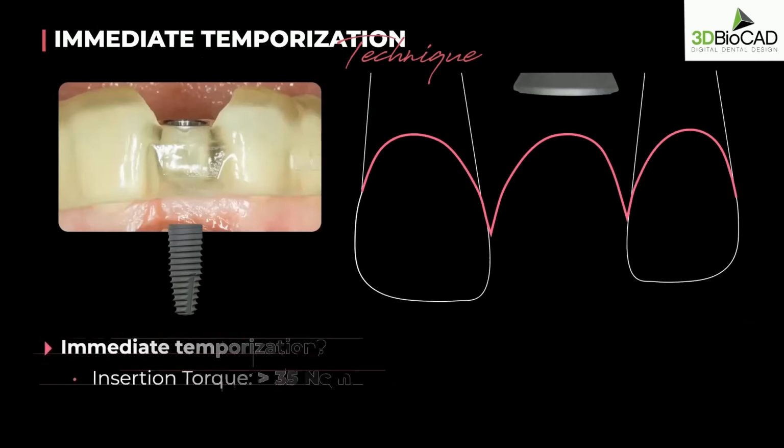So first we place our implants, and in order for us to immediately temporize the implant, the insertion torque needs to be, like I said, at least 35 Newton centimeter, and it was in this case.